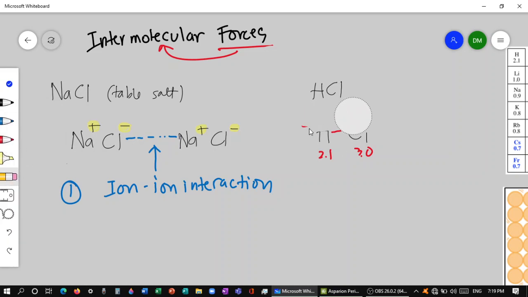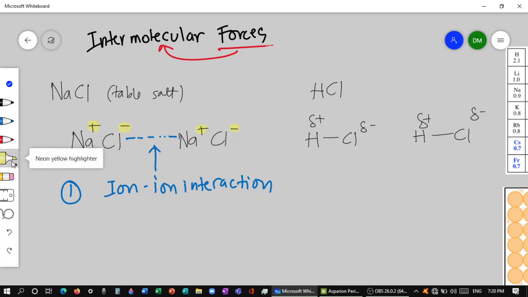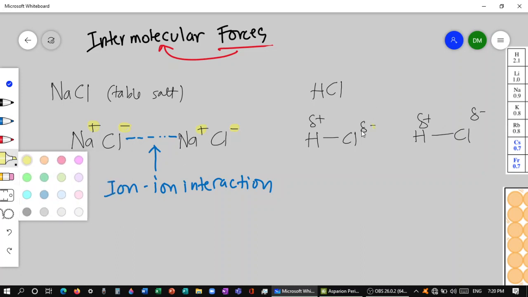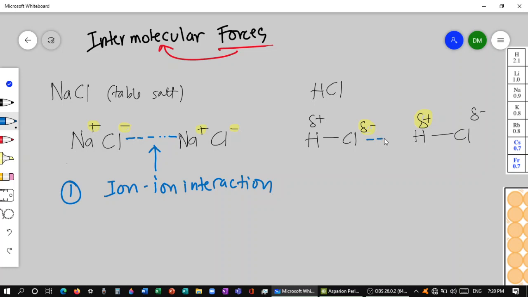Let's try to simplify again. Again H, then Cl: Cl partially negative and hydrogen partially positive. Let's say we have another HCl molecule here. This one is partially positive and this one is partially negative. Is there an attraction between these two molecules of HCl? For that, we need to look at the different charges. Here we have a partially negative side, and here a partially positive side. These are oppositely charged, and therefore they will be attracted to each other.